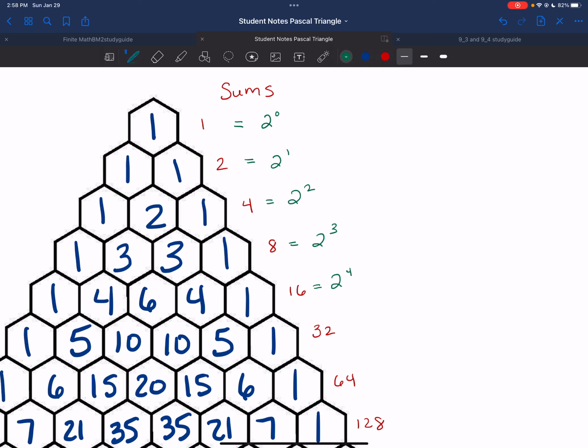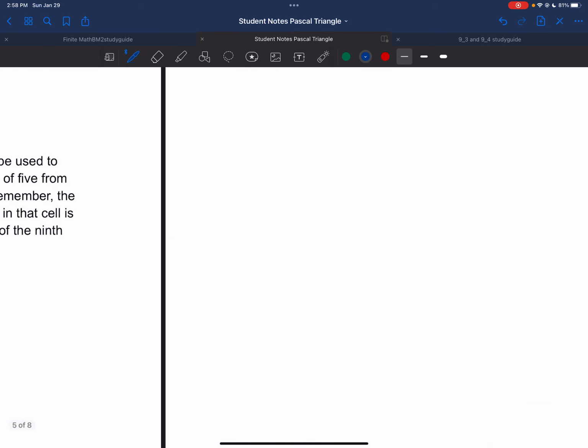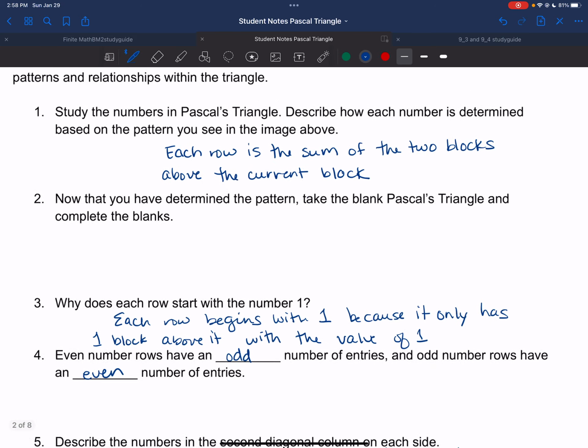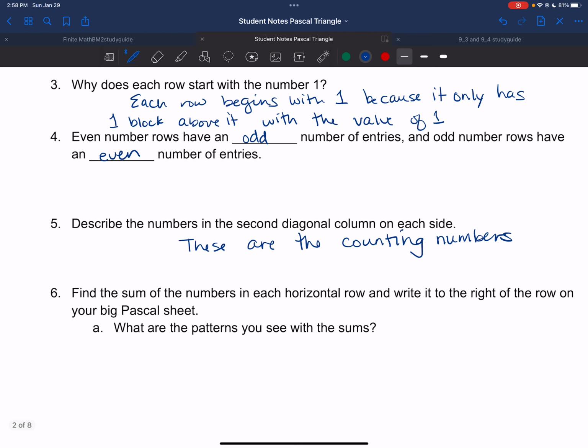You also might, after having studied geometric sequences, made a note that the sums are a geometric sequence. And that ratio is, of course, 2. So it's going to double each time. So let's go back to our questions. What are the patterns you see with the sums?